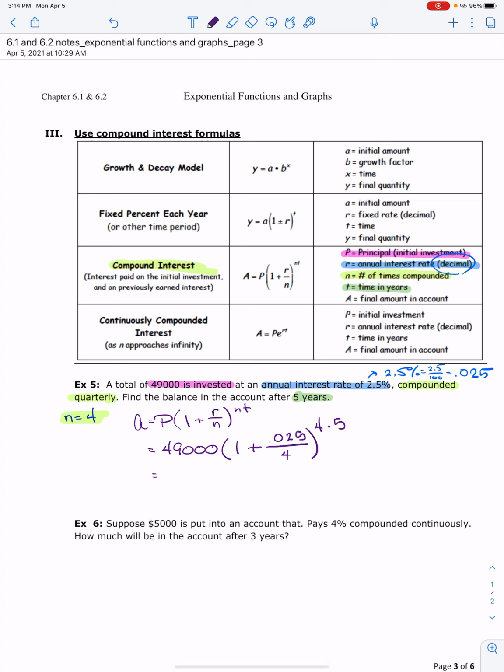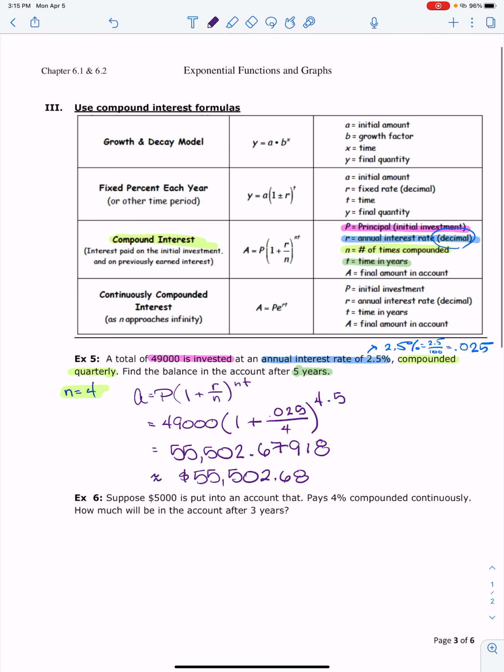When I multiply all that out, I get 55,502.67918. Since we are talking about money, 55,502.6. If we were rounding correctly, it'd be 0.68. I'll be honest with you, most banks truncate, so they just chop off at that point, and they accumulate all those partial cents.